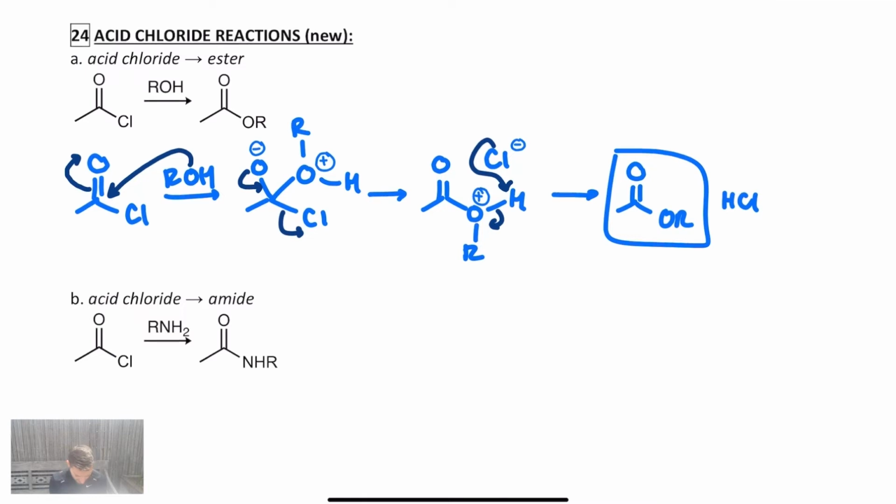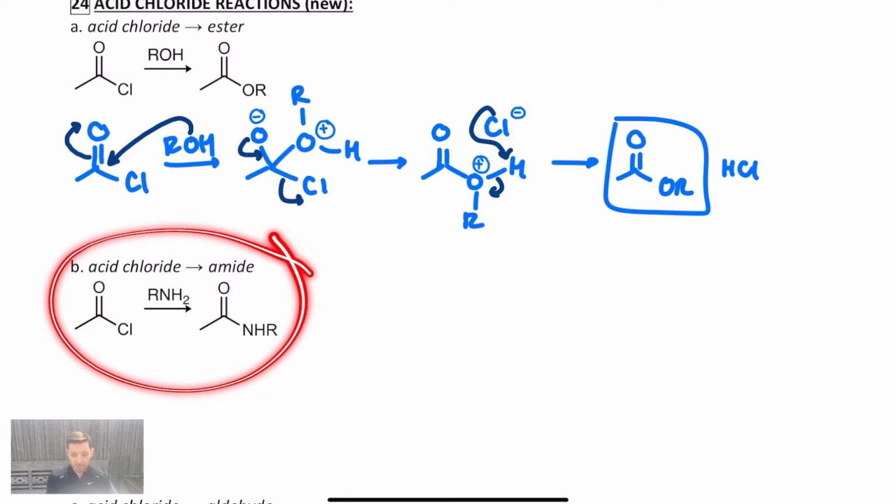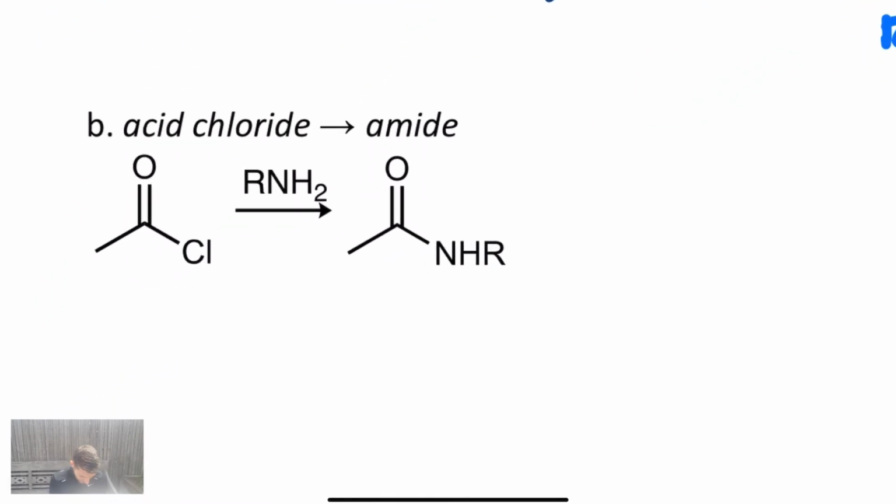Okay, next up, how about turning the acid chloride into an amide? It's actually a very similar mechanism to the one up above. I want you to hit pause and see if you can go through the arrow pushing for how an amine reacts with an acid chloride to make that amide. Try that now. Okay, let's see how you did. Redraw that acid chloride.